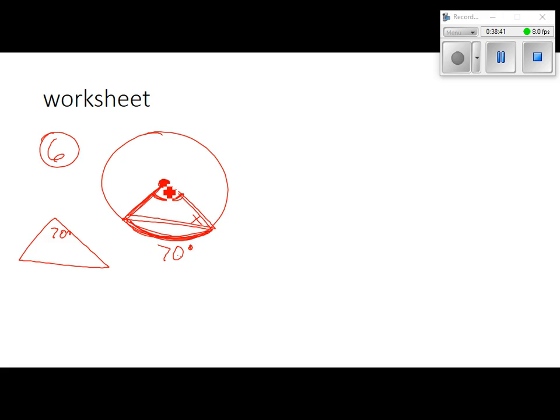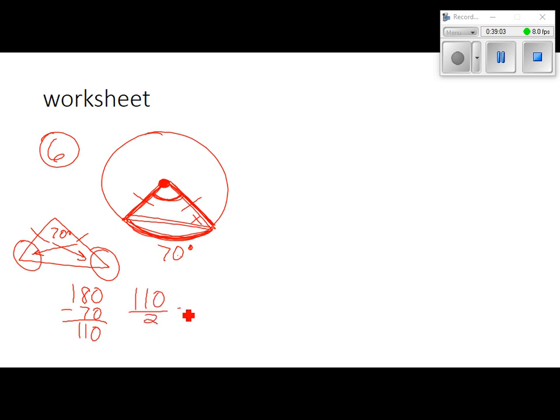This is a radius to the circle, that's a radius to the circle, so they have to be the same. So that triangle has to be isosceles, which means that these two angles have to be congruent. So if I just take 180 minus 70, that leaves me with 110. And if these two angles have to be congruent, I take that 110 and divide it by 2. So each one of them is 55 degrees. We were looking for that angle, so x equals 55. Some of them will be a little harder than others, just do your best.